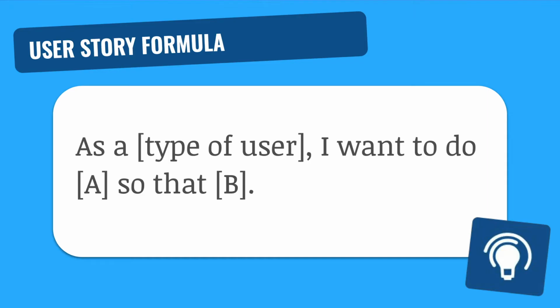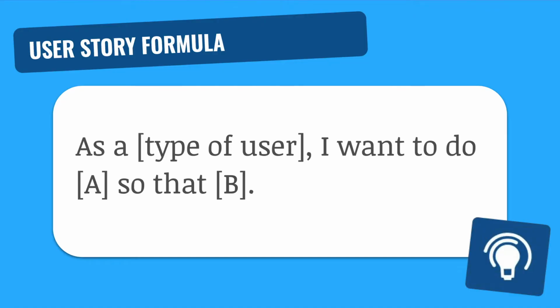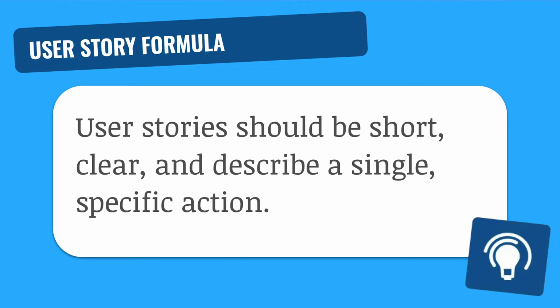So, as a type of user, or you can also say as a user that has experienced a certain event or has progressed to a certain point in the user experience, I want to do A so that B. And A is really the task that the user is trying to accomplish, and B is the intent or the outcome, the reason why they want to accomplish that thing. We want user stories to be short, clear, and describe a single specific action. And we're going to show some really fun examples about people that don't do that very well. So let's look at some of those.